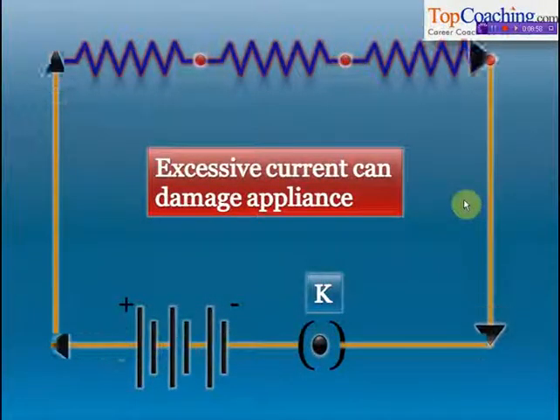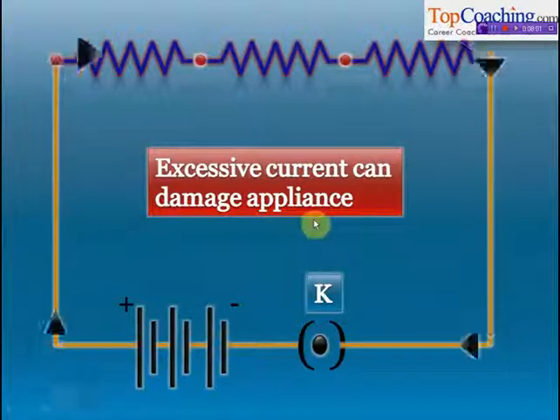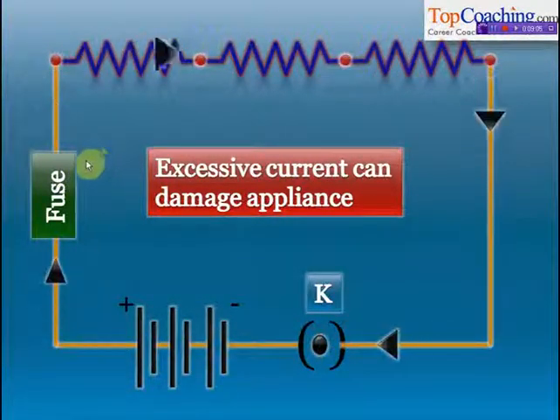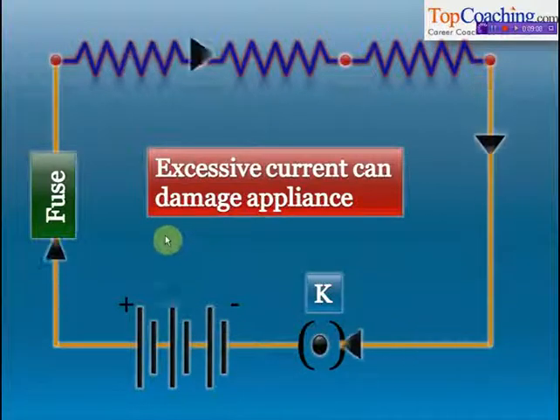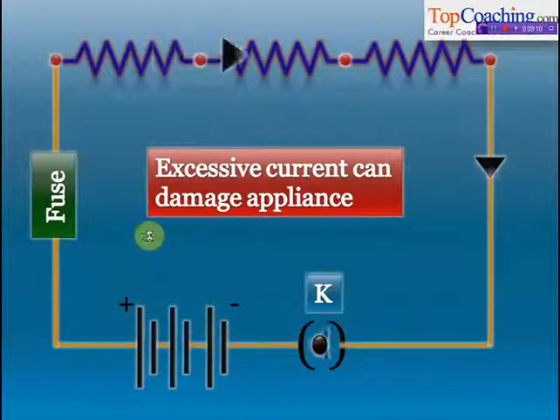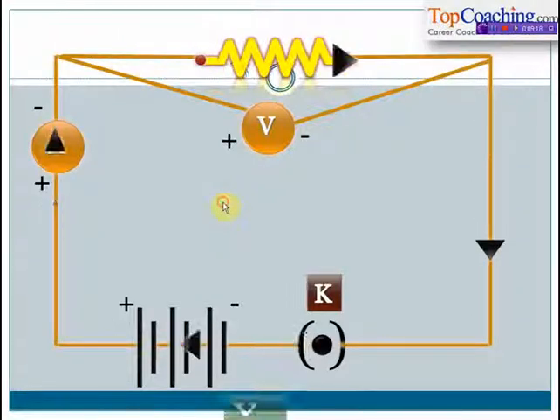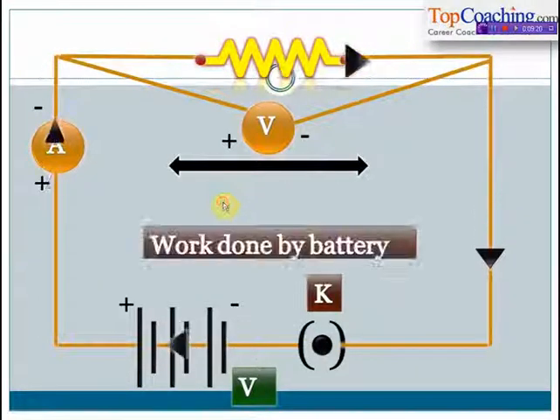Of course, excessive current can always damage an appliance, so we use a device called a fuse. A fuse is connected in series in the circuit, and it melts when excessive current is passed through the circuit. And when the fuse melts, clearly the circuit is broken. So a fuse protects appliances by melting when there is excessive current.